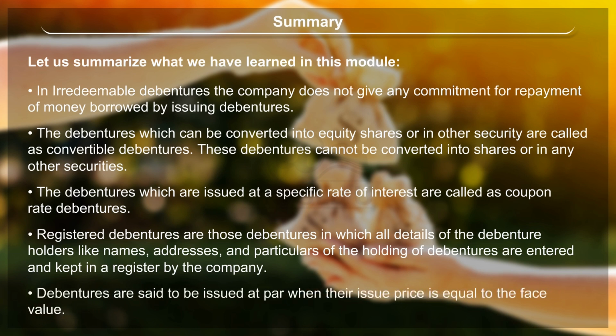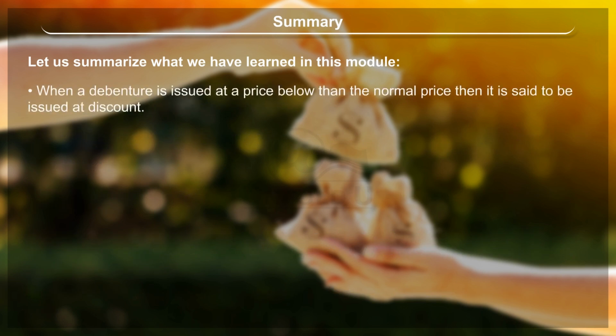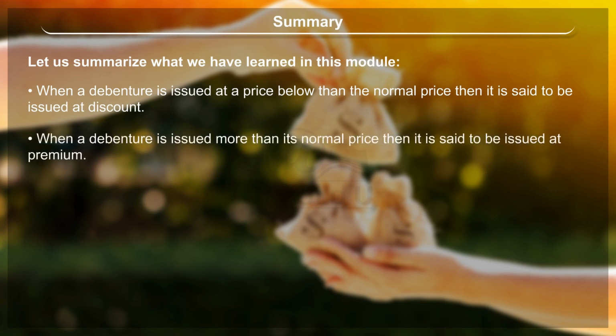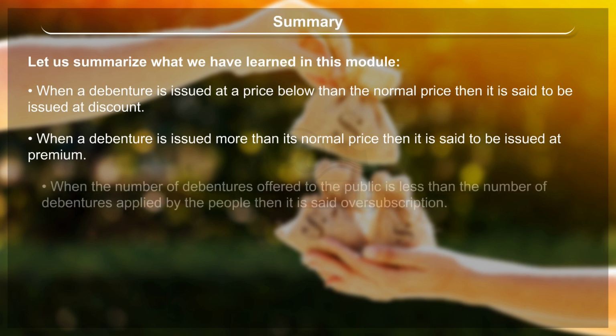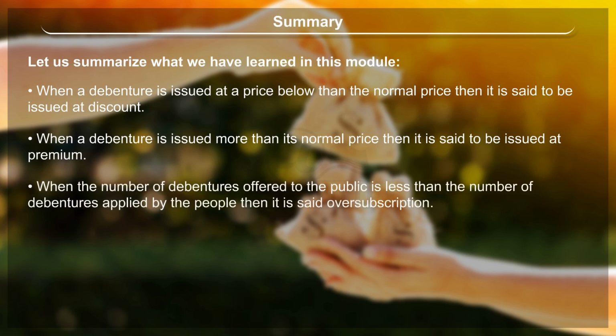Debentures are said to be issued at par when their issue price is equal to the face value. When a debenture is issued at a price below the normal price, it is said to be issued at discount. When a debenture is issued at more than its normal price, it is said to be issued at premium. When the number of debentures offered to the public is less than the number of debentures applied for by the people, it is called oversubscription.